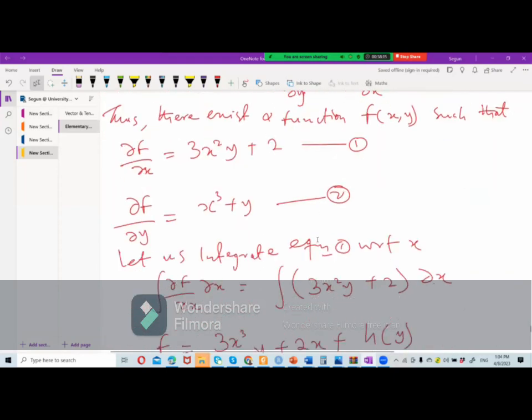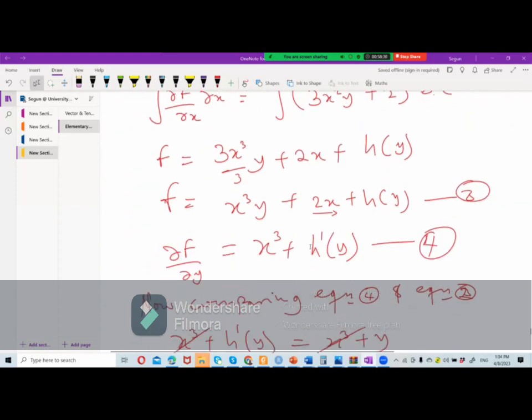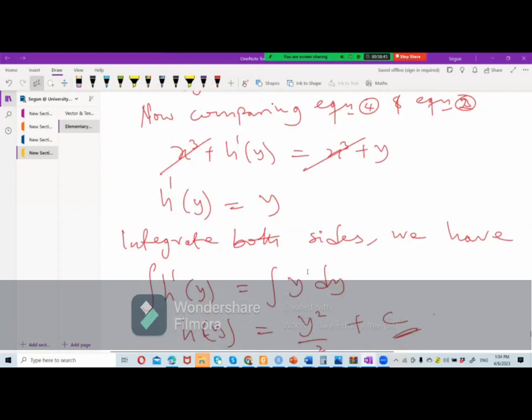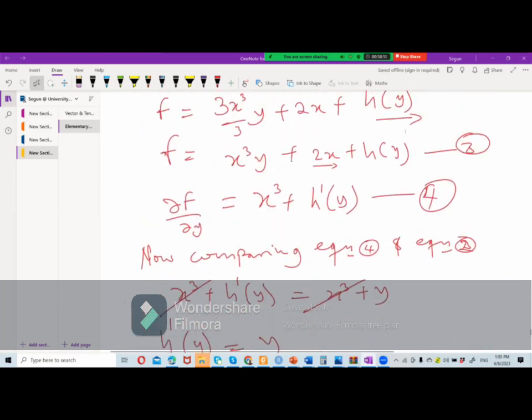You continue in the sense that there exists a function f of x comma y. Then integrate the first one, the partial of f with respect to x. When you have it, add a kind of constant, not really a constant, but a function of y. Then differentiate everything again and compare your equations. When you compare your equations, you get that h of y back, and at the end, substitute your h of y back into your f of x comma y, which is what we are doing.